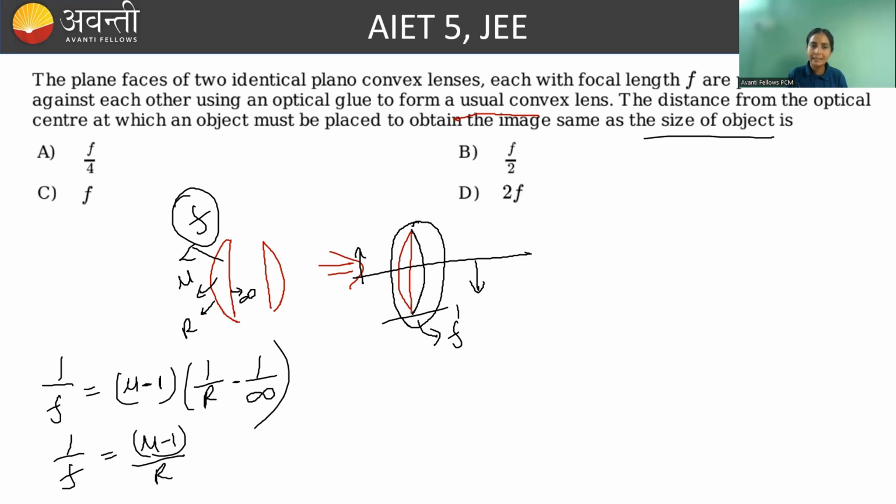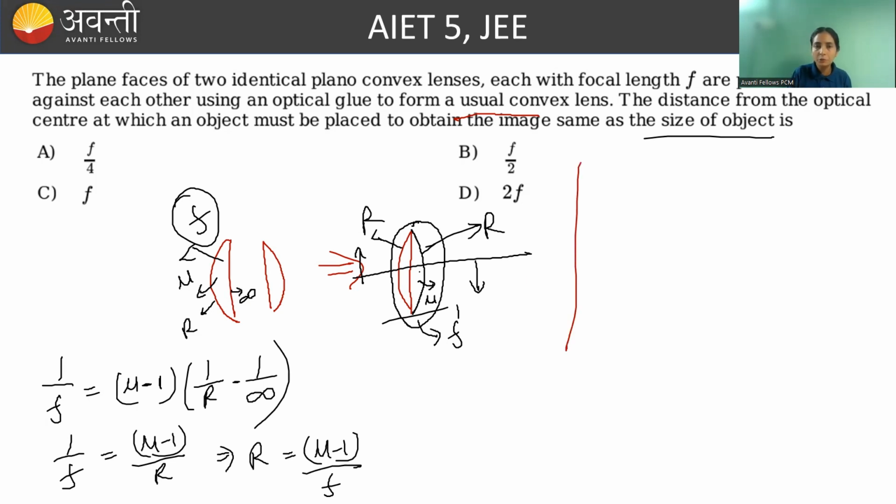So from here I can calculate R. R value is how much? Mu minus 1 by f. Now you see carefully, this is a lens whose radius of curvature is R. This one is also R, and it is made of material of refractive index mu. Now let's calculate the focal length of the combined lens.